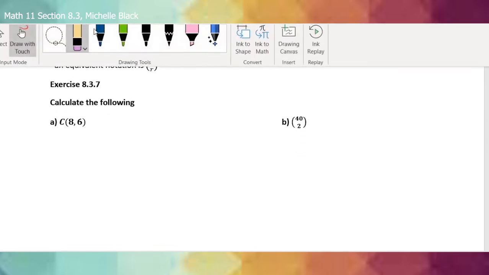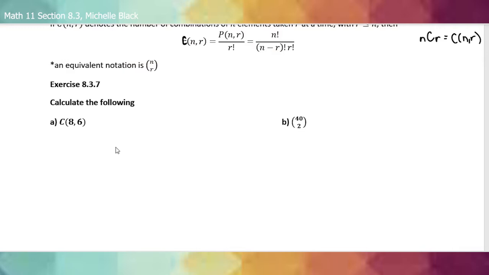So exercise 7. Let's calculate the following, starting with part A. So we have C of 8 and 6. So how many combinations do we have of 8 elements taken 6 at a time? Well, jumping to this part of our formula, our n here is 8. So this is 8 factorial divided by (8 minus 6) factorial times 6 factorial, or 8 factorial divided by 2 factorial times 6 factorial. And let me just issue a word of warning.